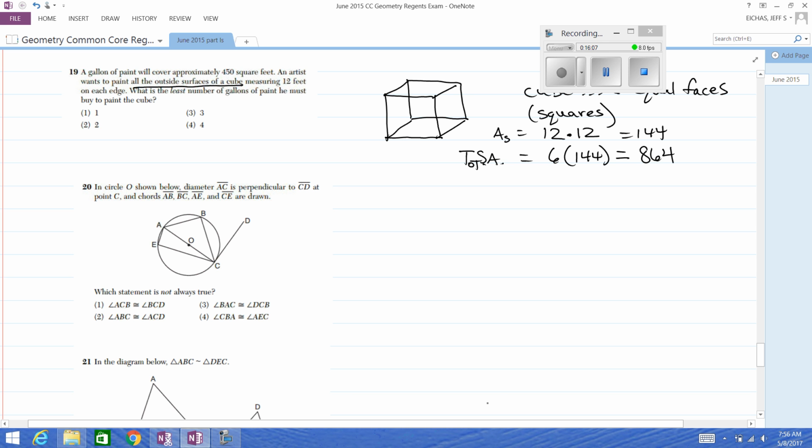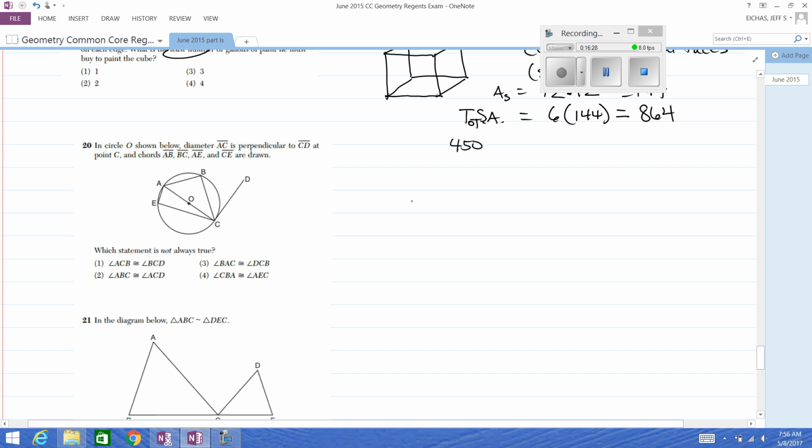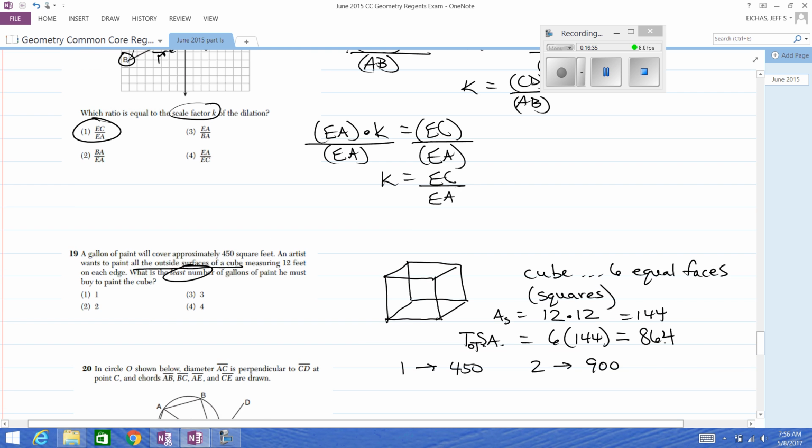All right, if 1 gallon of paint covers 450 square feet, how many would we have to buy to finish it? The least number, of course, you're not going to buy a fraction of a can of paint from the store, so one can would get us 450. 2 would get us 900. That'll cover our 864, so 2 gallons of paint is all we need.